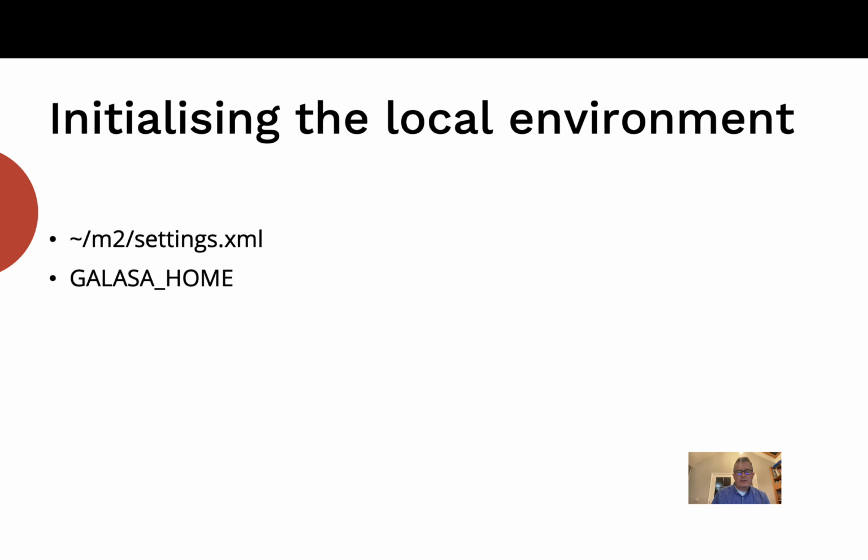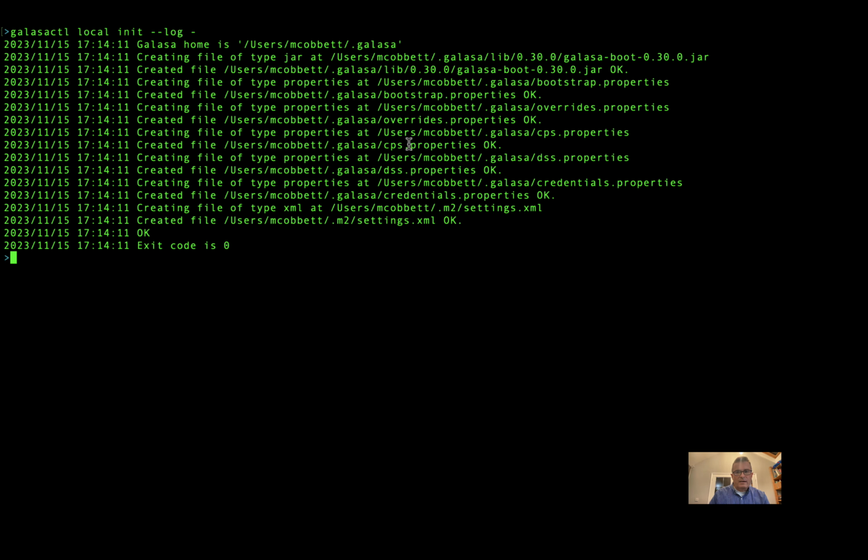Now we're going to initialize the local environment, which should allow us to then create test cases and build them. So I've got my galasactl tool. I'm going to run local init, and I'm going to send the log to the console so I can see what's going to be created. In this case, you can see it's created a .galasa folder and put some stuff in it. We'll visit that in a minute. It's created an M2 settings XML, which we'll visit in a minute as well.